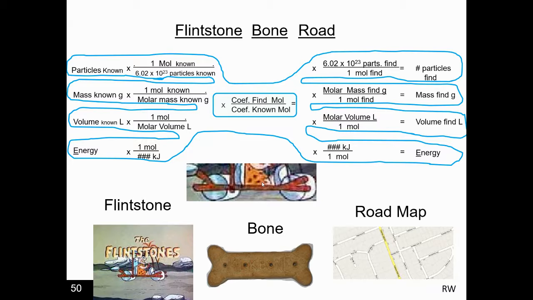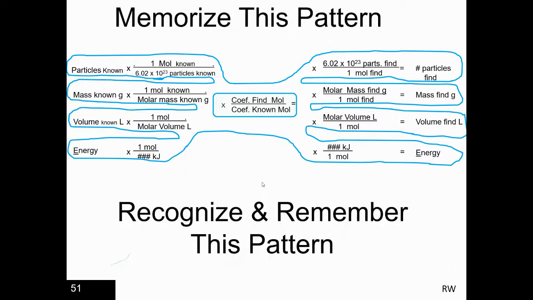Now, bear in mind, I'm teaching over 20 years, so maybe there's 2,000 students that know what the Flintstone Bone Road is. The rest of the world is not going to know what you're talking about. So in this course, you can use the term Flintstone Bone Road. If you see anybody outside this course using it, they probably had me or one of the teachers I've trained as a mentor. Otherwise, the proper name is the stoichiometric equations. I like Flintstone Bone Road, but use whatever you want.